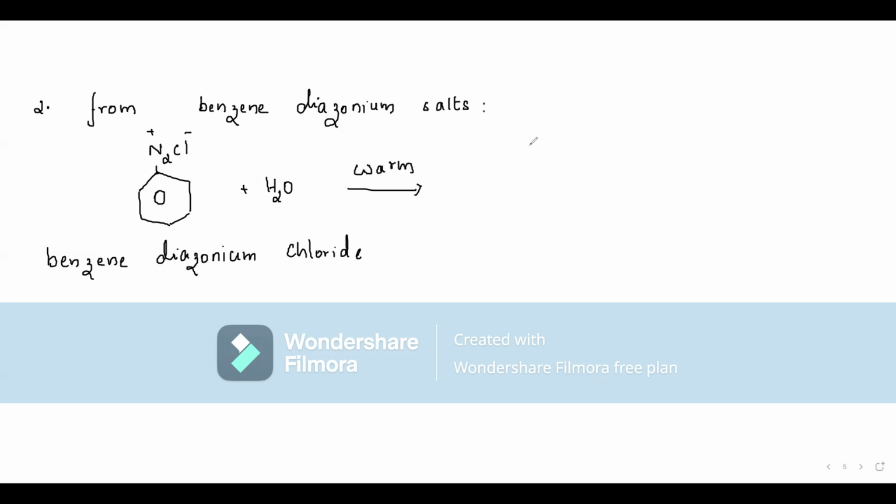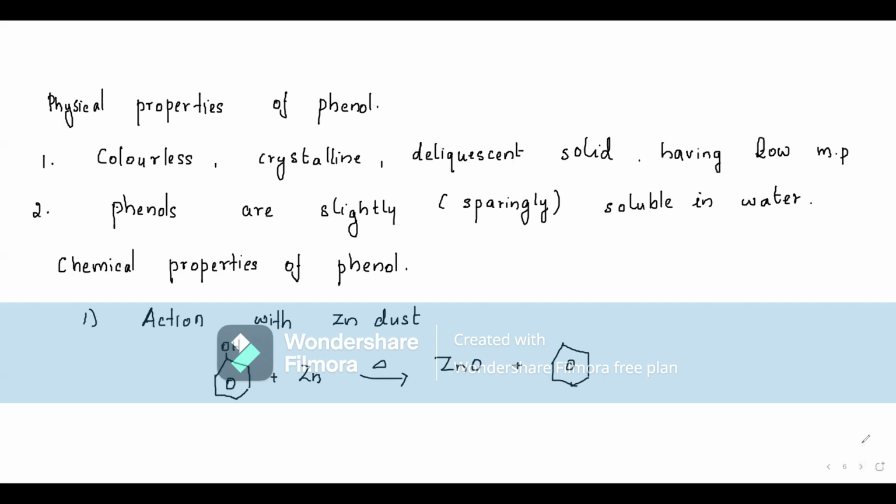Warm water. What happens is you get phenol, that N2Cl is replaced by OH group, along with N2 and HCl. So these are the important methods of preparation. Some of them are general methods of preparation and some are industrial methods of preparation. So only these many methods of preparation we need to study.